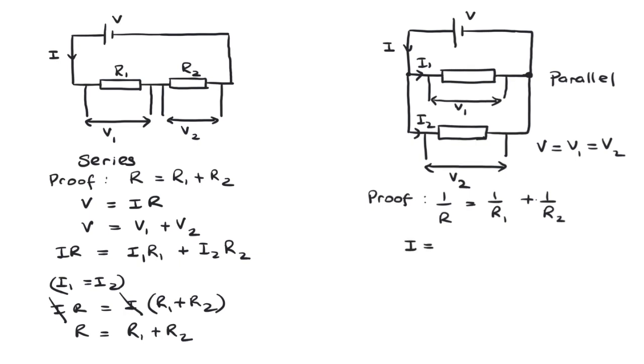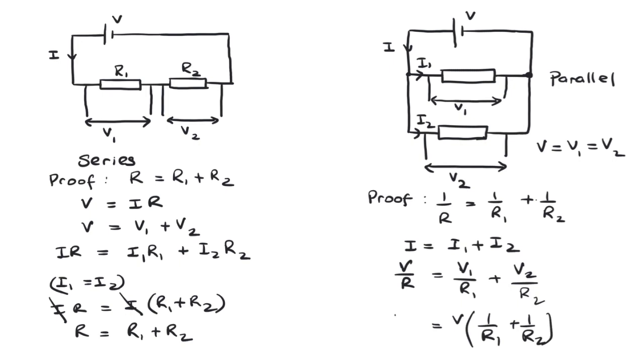So I is equal to I1 plus I2. For that, you can just use Ohm's law again, where it's V over R. Okay, I1 is V1 over R1 plus V2 over R2. And because V1 and V2 is the same as V, it cancels out. And it just gives me 1 over R1 plus 1 over R2 in brackets. And there you have it. 1 over R is equal to 1 over R1 plus 1 over R2.